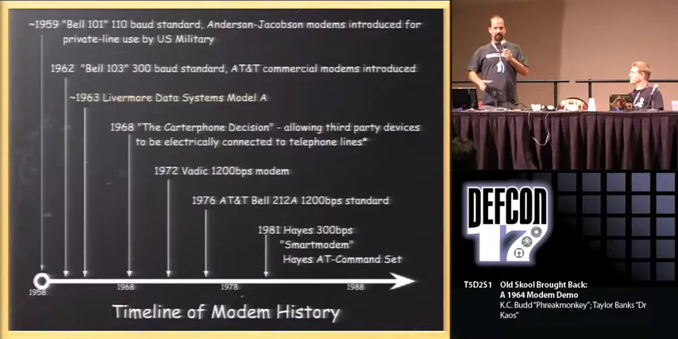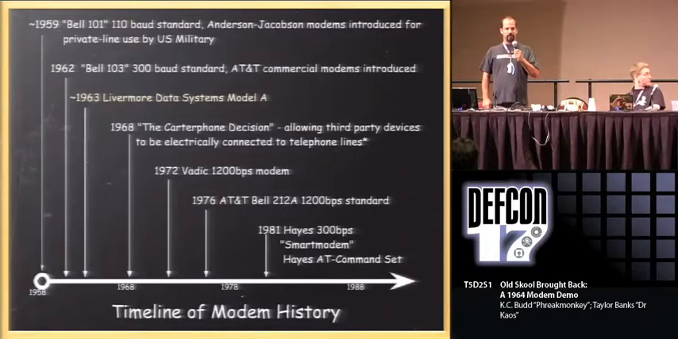In 1962, AT&T, well, Bell at the time, they weren't AT&T yet, introduced the first consumer, plain old telephone service line modem, and it was called the Bell 103. It ran at 300 baud. 110 baud did exist. That was the one used on the private lines, but the first consumer modem available for actual telephone line use ran at 300 baud.